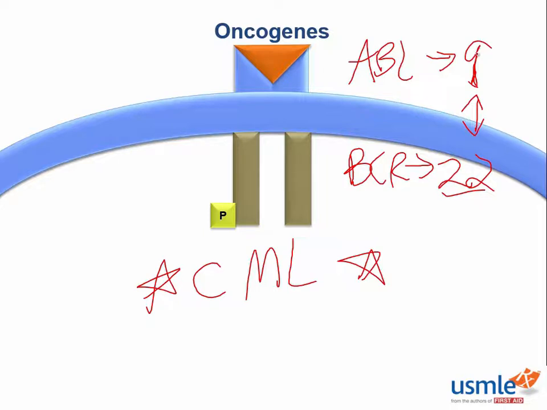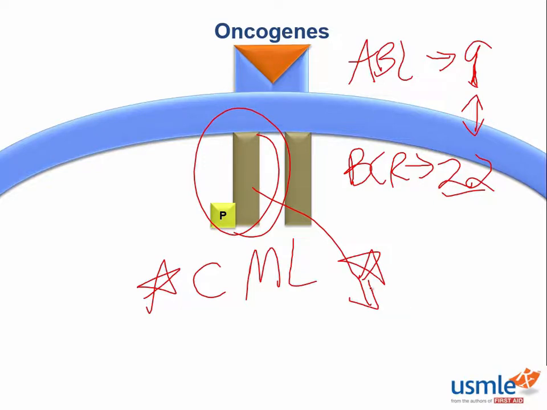And this leads to constitutive phosphorylation of receptors without the need for growth factors or growth factor receptors. So this tyrosine kinase is just constantly going and going and going and telling the downstream effects to just keep going and proliferating over and over again.